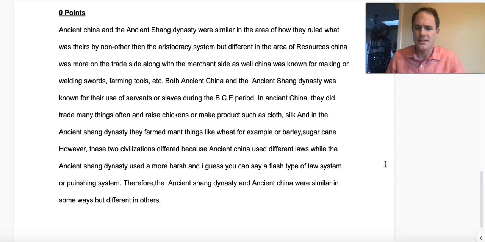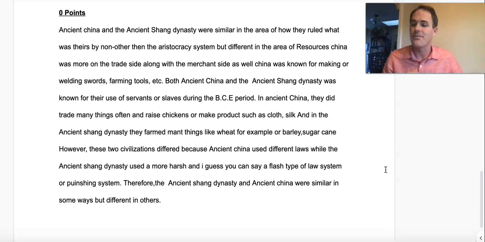Therefore, the ancient Shang dynasty and ancient China were similar in some ways, but different in others. So the student answered the wrong question, or perhaps had so many mix-ups that it looked like they were answering the wrong question. So, 0 points.